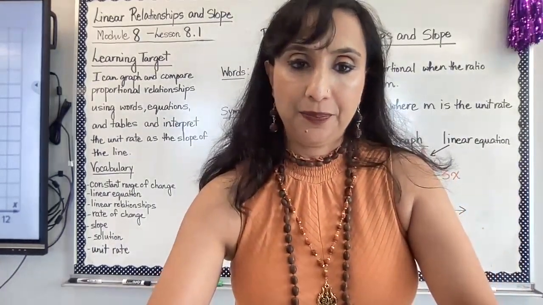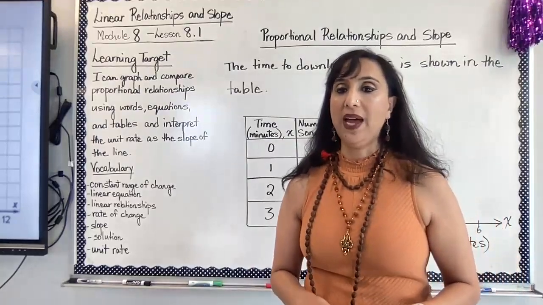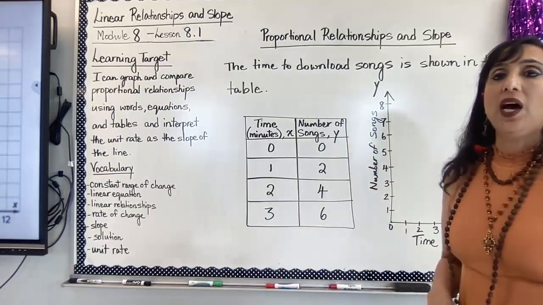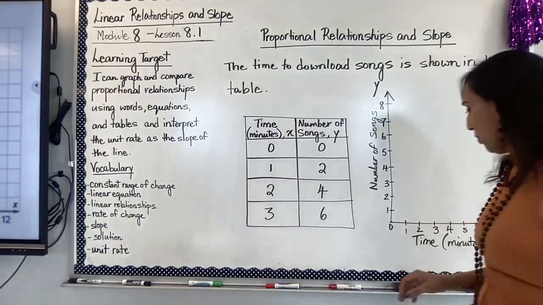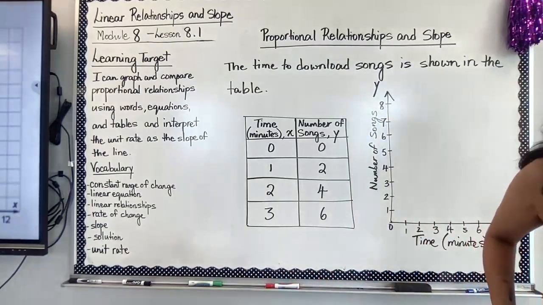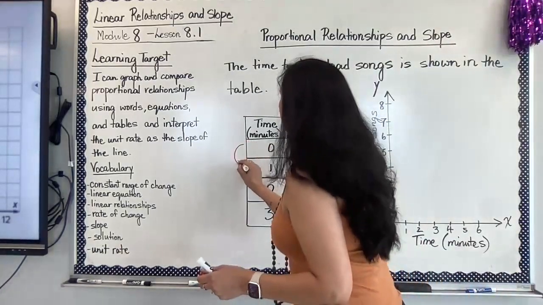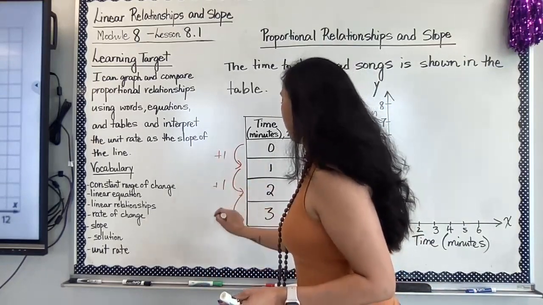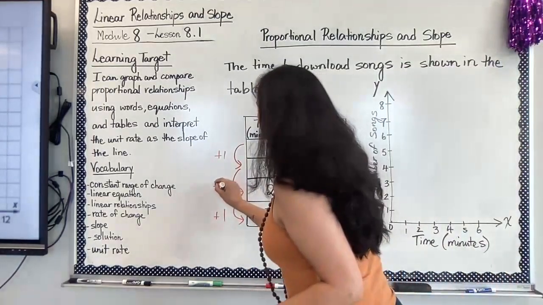So I'm going to go ahead and show you that in this table over here that I have just drawn out. The time to download songs is shown in this table. Okay, first and foremost, we need to see what is the relationship that is going on. If I look at the time in minutes, which is x, what do I see here and here and here? You can see that it is going up by 1. That's why I've written plus 1 over here.